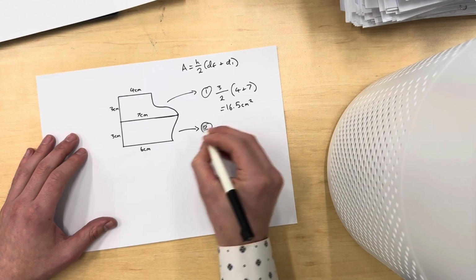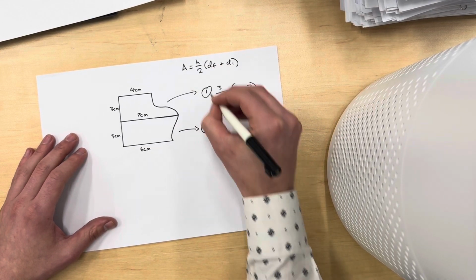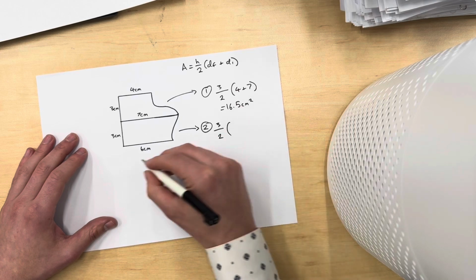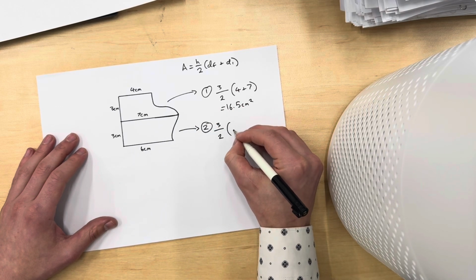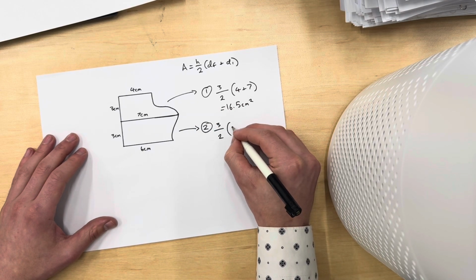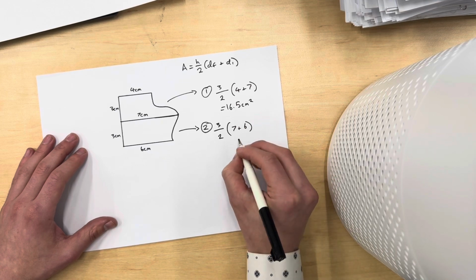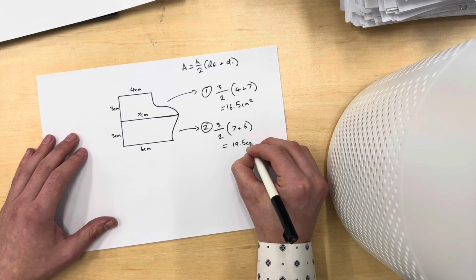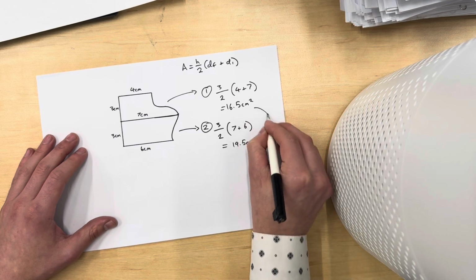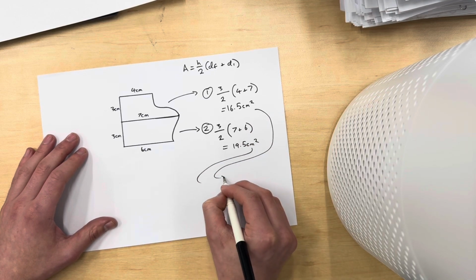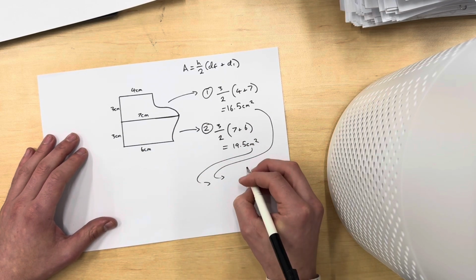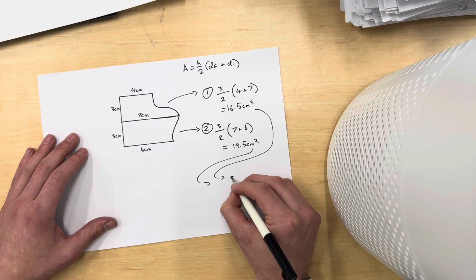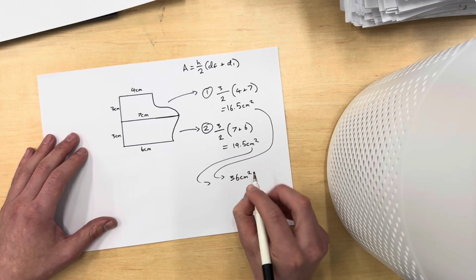And for the second shape, similarly, 3 divided by 2, close brackets. And we do our first line, so we can just do 7 plus 6. Doesn't really matter the order you do it in. And it's going to be 19.5 centimeters squared. Now, add those together, and you get your total area, which will be 36 centimeters squared.